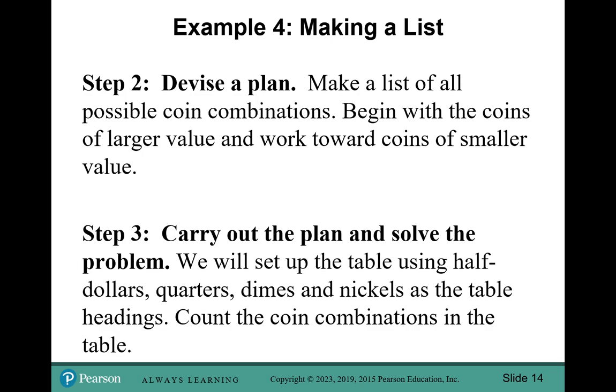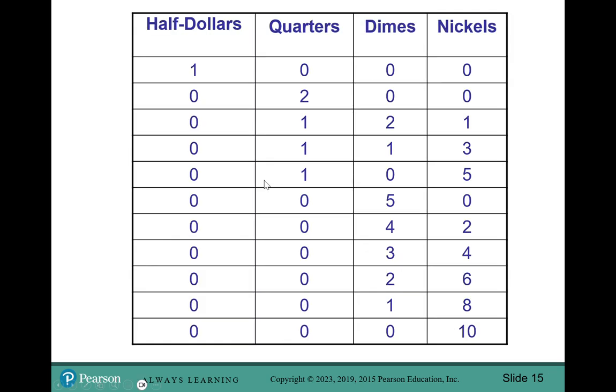Step 3, we're going to carry out our plan to solve this problem. We're going to set up a table. In this table, we are going to use half dollars, quarters, dimes, and nickels as the table headings, and we're going to count the coin combinations in the table. I have a professional looking table here, but you could sketch this out on a piece of notebook paper, no problem.